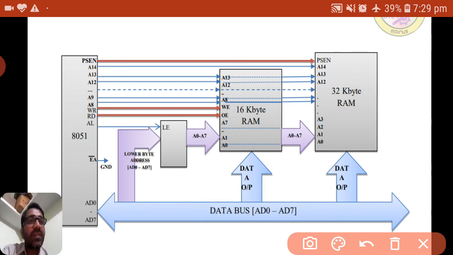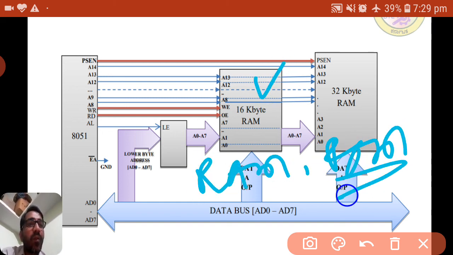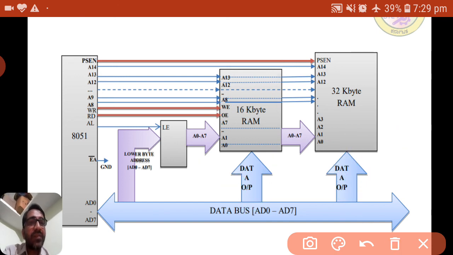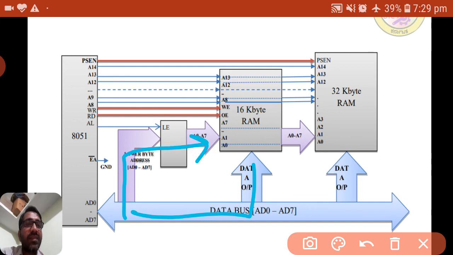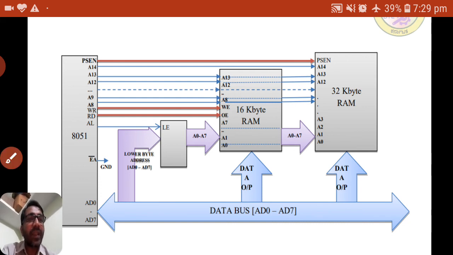After that we need to see whether it is RAM or ROM. What changes will come? The control signals: if it is RAM, read and write; if it is ROM, it is PSEN. So that we need to see. After that, the data bus connection and address latching are common for either RAM or ROM. This shows how to interface the microcontroller with the external memories.